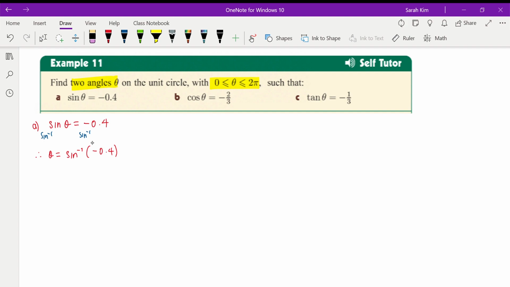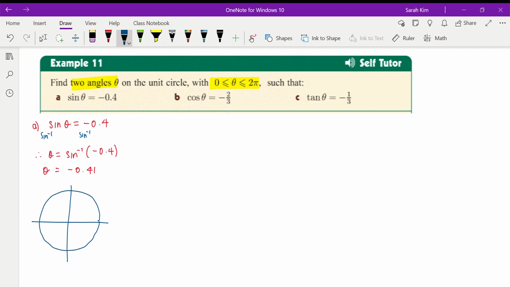Okay, so now I get negative 0.41. I'm just going to round it to negative 0.41. Now you might be thinking, what do you mean? An angle can't be negative. But just wait, we're going to draw our unit circle to understand what it is trying to tell us. So we need to understand what this negative 0.41 means.